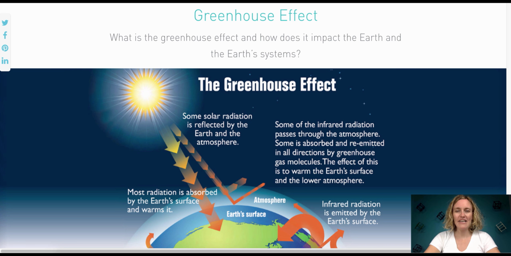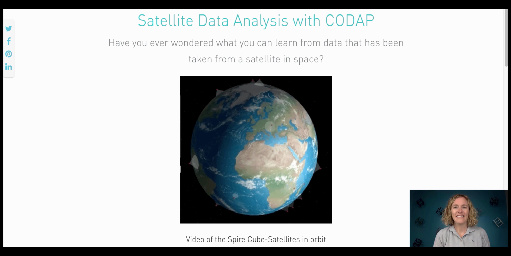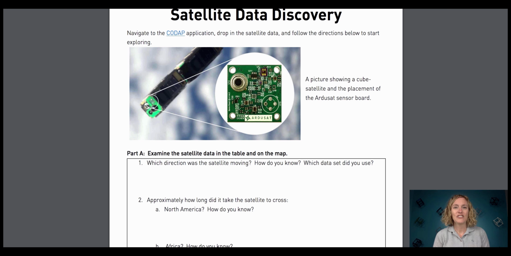The experiment titled Greenhouse Effect has the students exploring the greenhouse effect using a mason jar and the temperature sensor, and then they determine how it impacts the Earth and the Earth's systems. Satellite data analysis with CODAP is an experiment that uses pre-collected data that has been taken from our sensor board in space and has the students analyzing the data to draw conclusions. There is a worksheet that is included with this experiment to help guide the students through the data analysis.